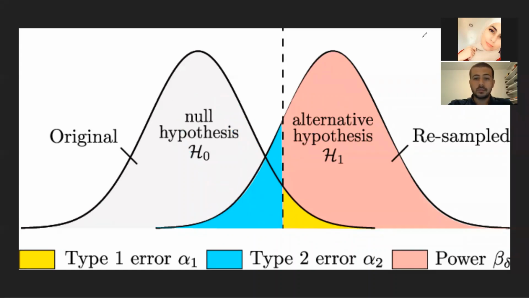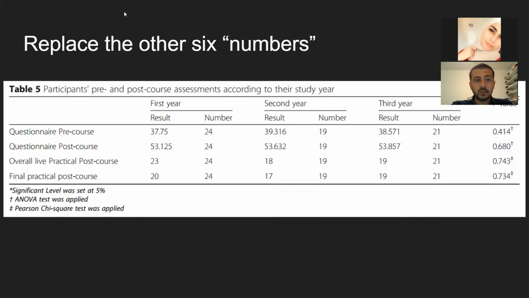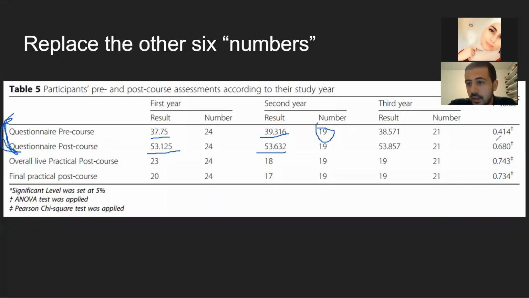This is a mess. How does it apply here? And I believe this is the last slide. We have here continuous data, continuous variables. We have means, and here we have the number of participants. And we have the probability. The probability is quite high, 41%. So I can't reject the null hypothesis.